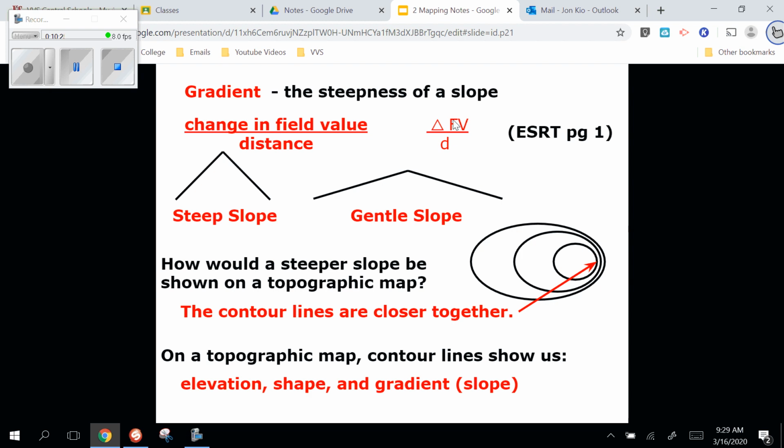change in field value over distance. All right. Change in field value would be your gradient. What is the value of each of the lines when you subtract them? And then your distance is a horizontal measurement between the two.